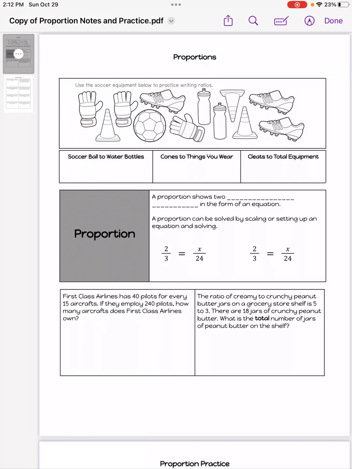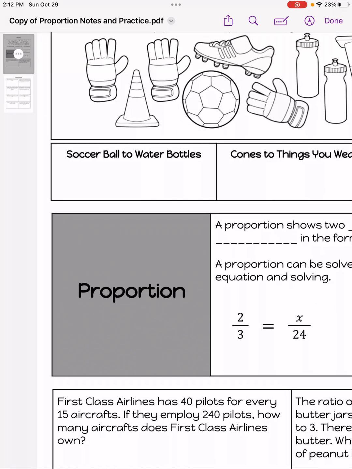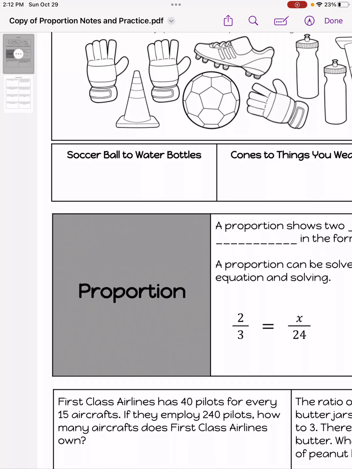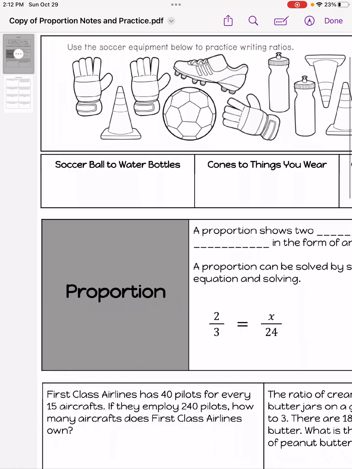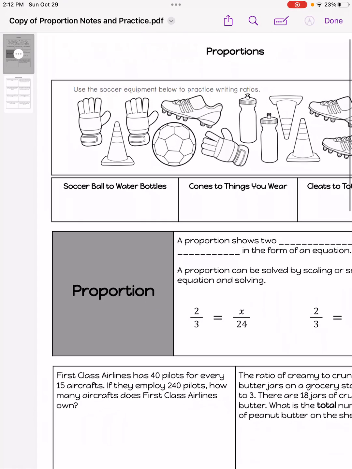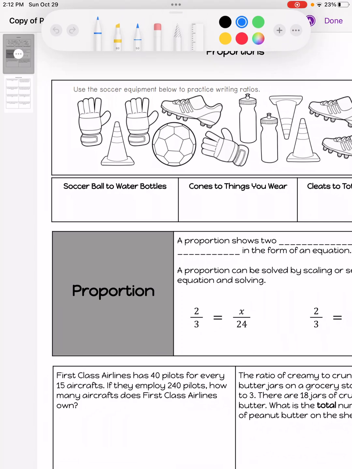Okay, so today we're going to be looking at writing and solving proportions. We're going to talk a lot about ratios. First of all, I want to talk about what a ratio is. Remember, a ratio is just a comparison of two quantities, and you could really be comparing anything that you wanted.